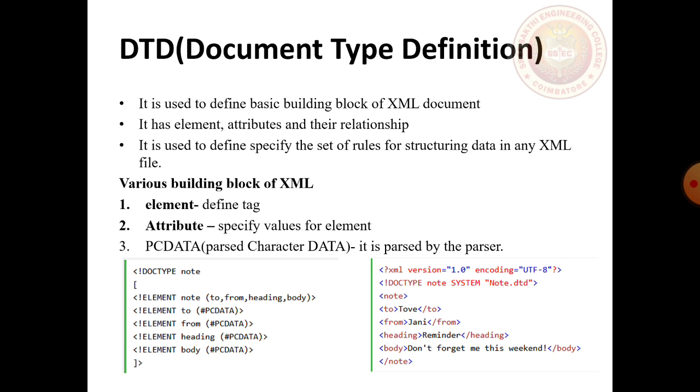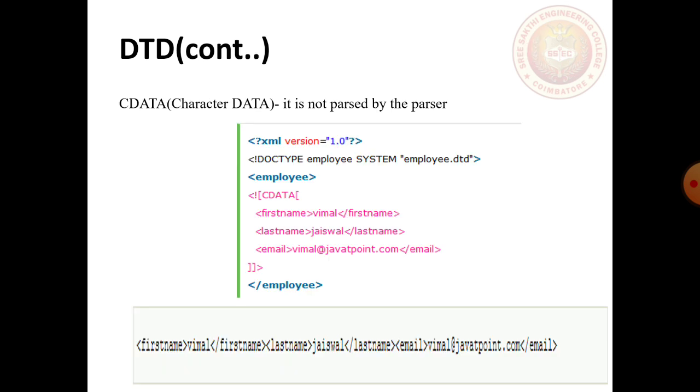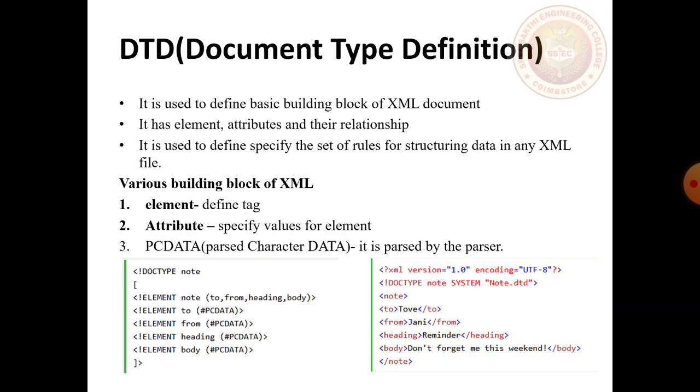Next, let's see what is DTD, document type definition. It is used to define a set of rules for structuring the data in any XML file. It has an element, attribute and relationship. The various building blocks of XML are element, attribute, PCDATA and CDATA. Element and attribute have been discussed already. Let's see what is PCDATA and CDATA.